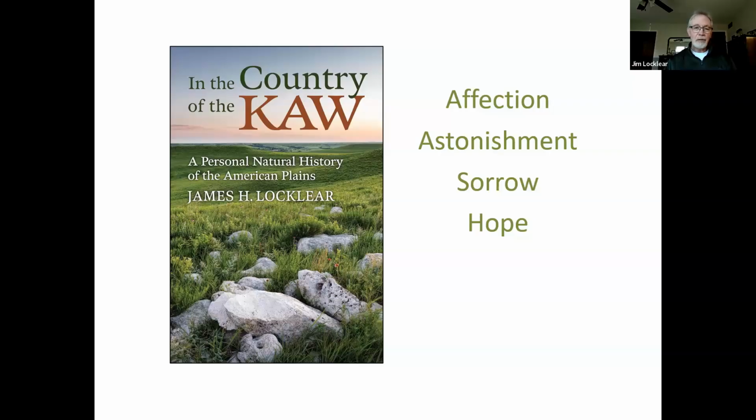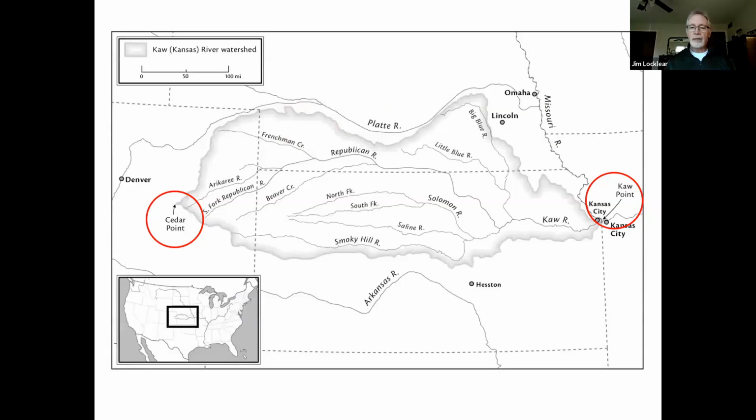And as I was pulling the book together over the last few years, and thinking about it, it sort of fell into four sections: affection, astonishment, sorrow, and hope. And these are going to provide the framework for my talk with you this morning. We're going to start with affection. And this deals with my connection to this particular landscape, how it's developed and deepened over the years as well.